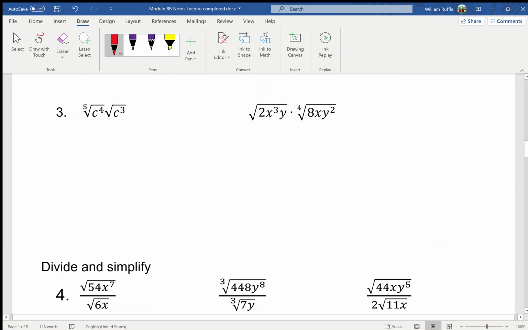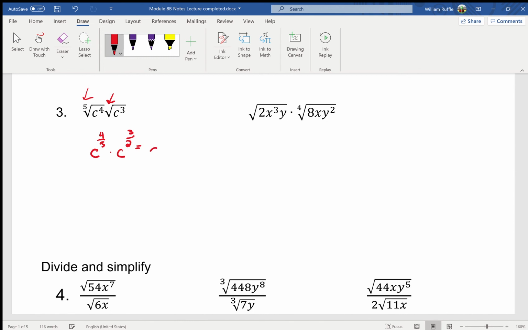These are where it gets tough. These get very difficult. These have different indexes, so that's where we're going to have to go back and use rational expressions. Remember, the index is always the denominator, so this is really c to the 4/5 power. And this is going to be times c to the 3/2 power.